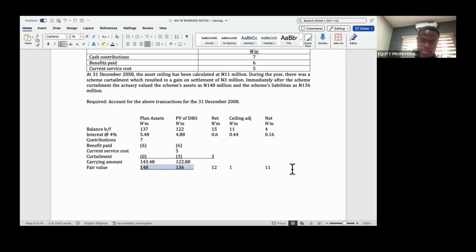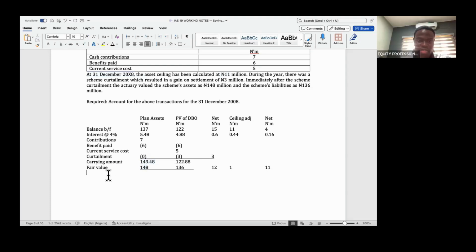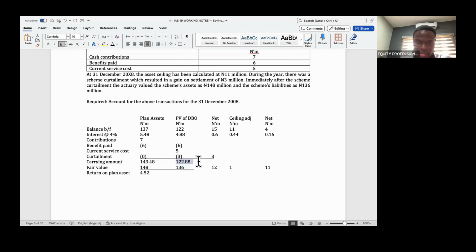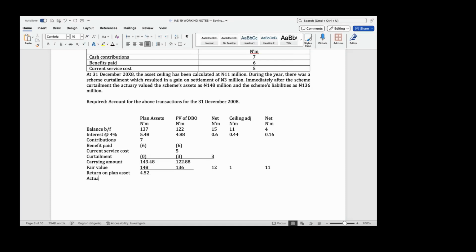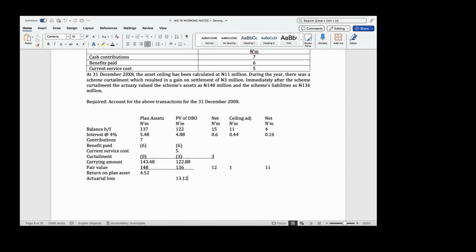Now, having done that, you will see that our asset is higher at the end. So that's a gain of how much? Return on plan assets. How much is that? 4.52. And also, the obligation is higher than the assets. Is that an actual gain or an actual loss? The fair value of the obligation is higher than the book value. Actuarial loss. That's how much? 13.12.